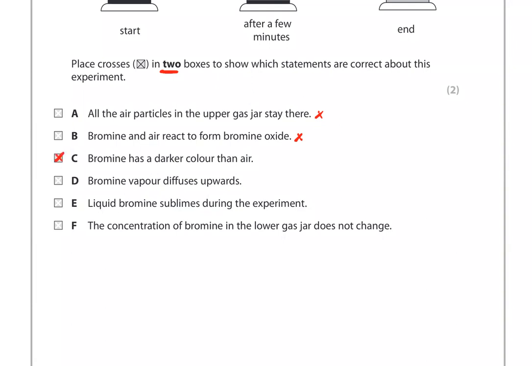Bromine vapor diffuses upward. Yes, bromine diffuses upward, which is natural, from the high concentration layer at the bottom to low concentration at the top. Liquid bromine sublimes. No change in state from solid to gas here in the experiment, so there is no sublimation. Concentration of bromine in the lowest gas jar doesn't change. How, when it diffuses upward? So it's wrong. So we will choose C and D.